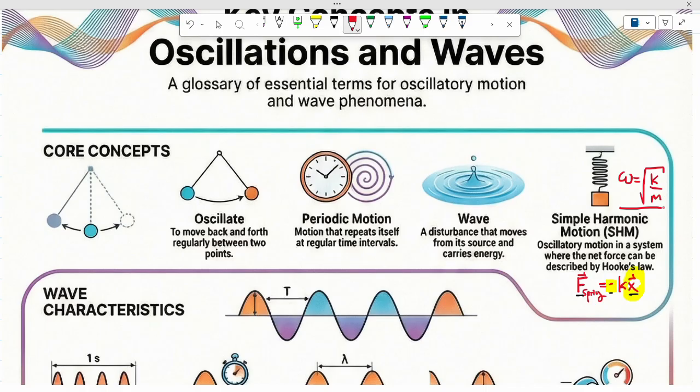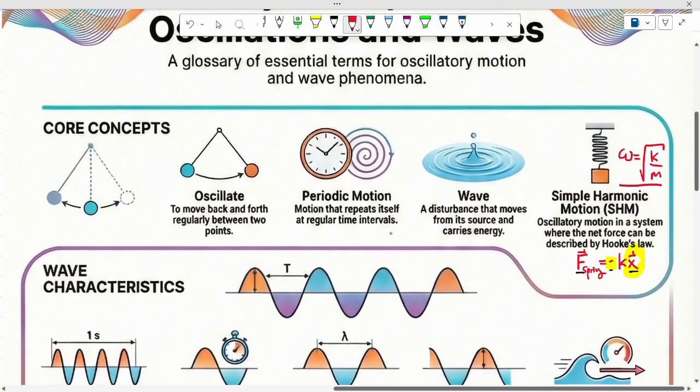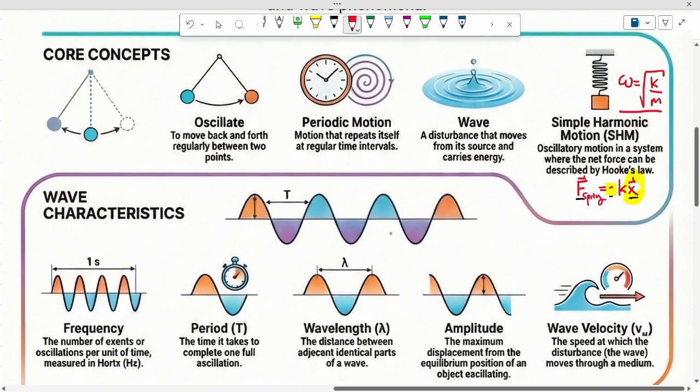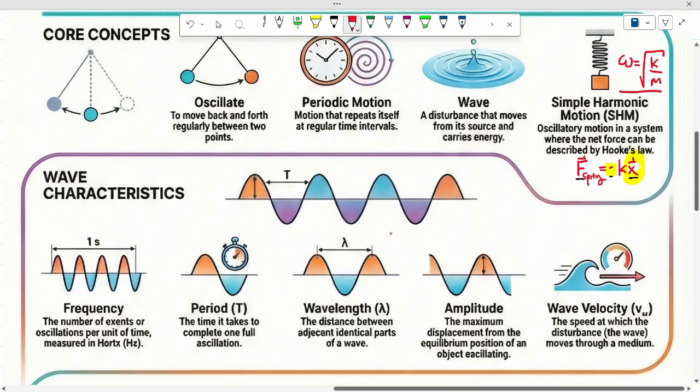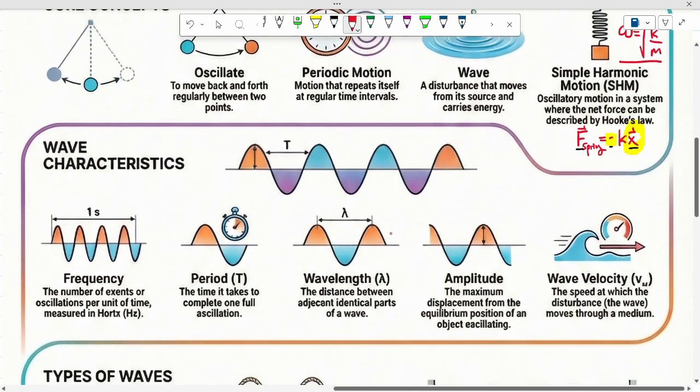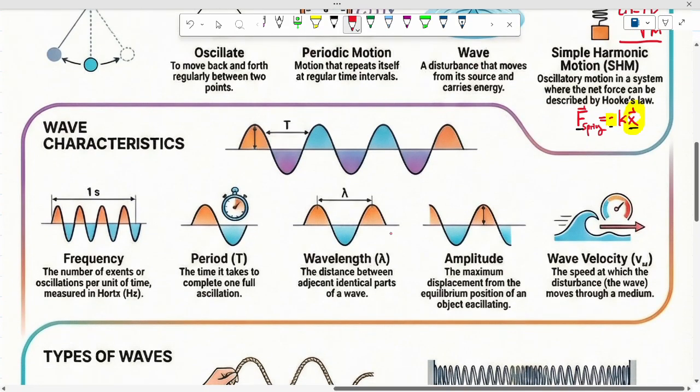Now, the next few terms that you will see apply both to oscillatory phenomena and wave phenomena. And I think this is really one of the main reasons to do oscillation first, because we get to introduce these terms in the context of oscillation where it's a little bit simpler. So you have frequency, that, wow, there are so many typos. It's the number of events, not accents, or oscillations per unit of time, measured in Hertz. The abbreviation is correct, and it's spelled Hertz. It's a guy's name.